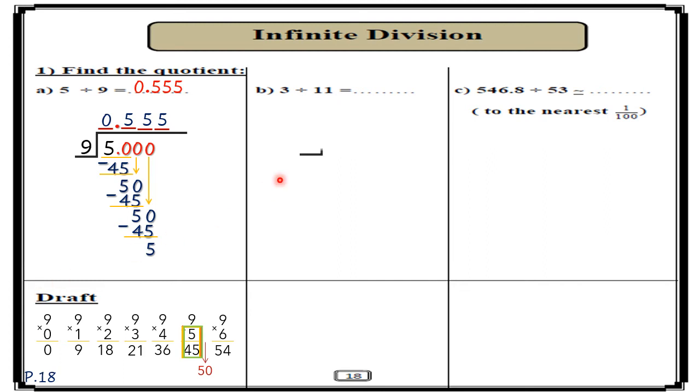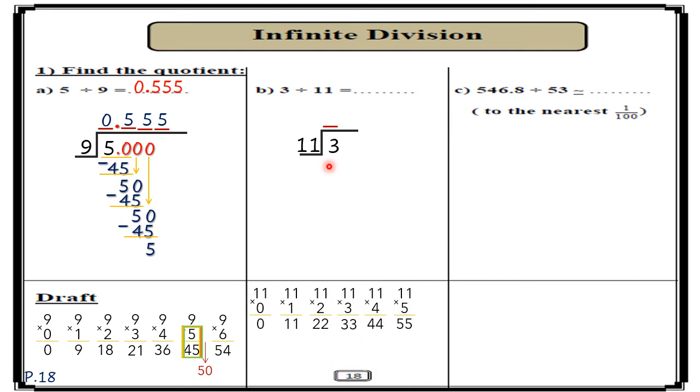Okay, letter B. Here we have 3 divided by 11. So what I have to do, I have to write 3 down, 11 out. I have 1 digit, so that means 1 place. Then write the table of 11. Okay, start with the first digit, 3. 3 is smaller than 11, so write 0 up and take the next digit.